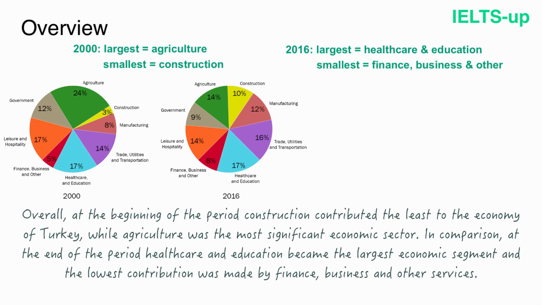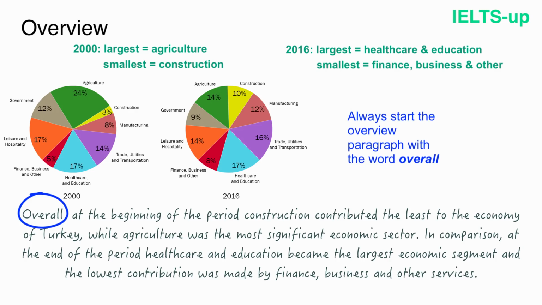Overall, at the beginning of the period, construction contributed the least to the economy of Turkey, while agriculture was the most significant economic sector. In comparison, at the end of the period, healthcare and education became the largest economic segment, and the lowest contribution was made by finance, business and other services. You can see that the first word I use is the word overall. Always start the overview paragraph with the word overall. This word serves as an indicator, which tells the examiner that you start writing the overview paragraph.